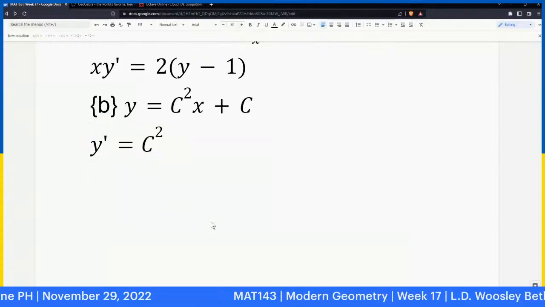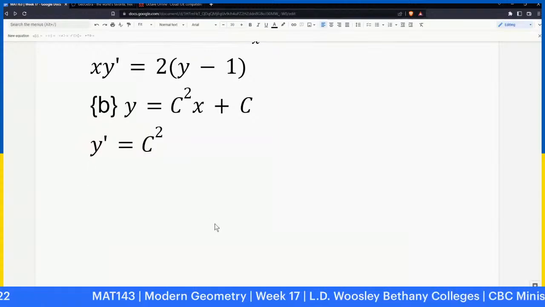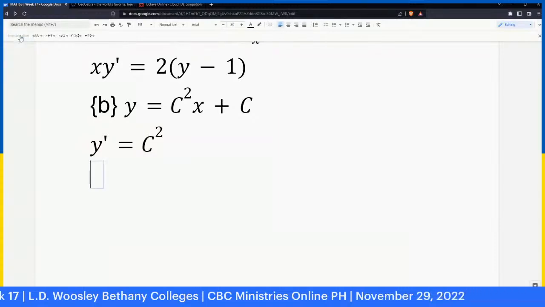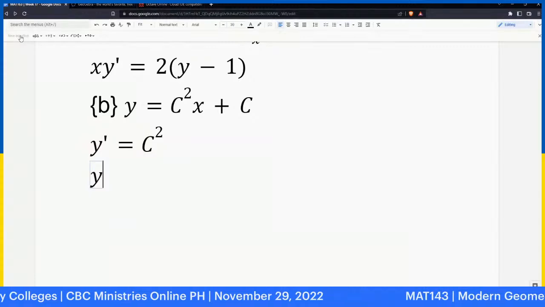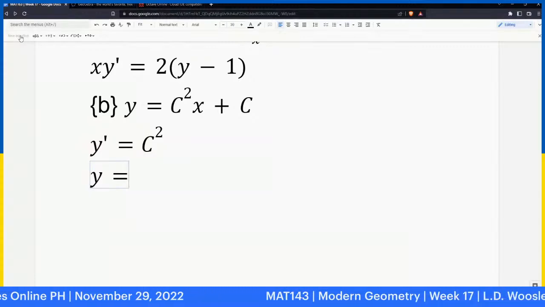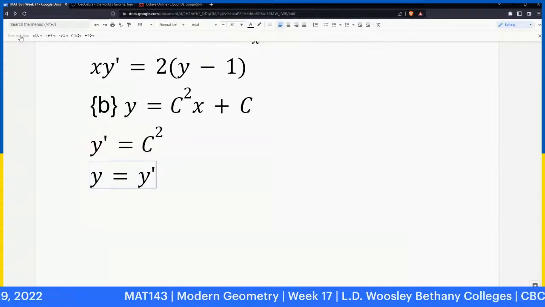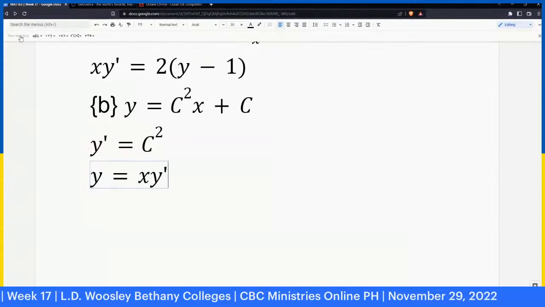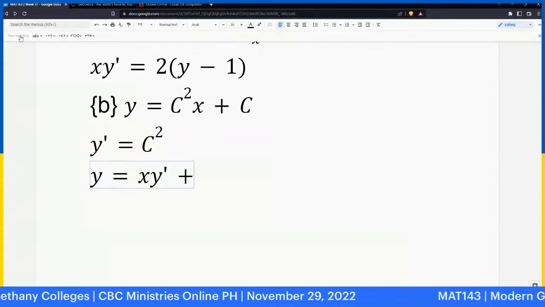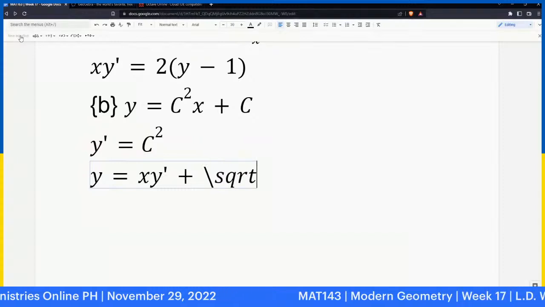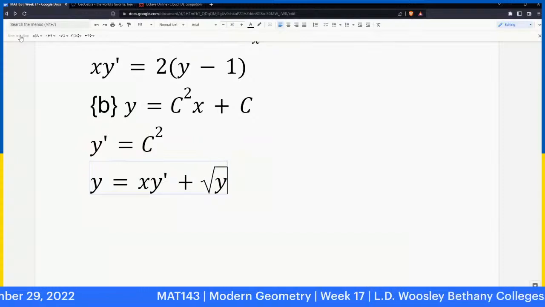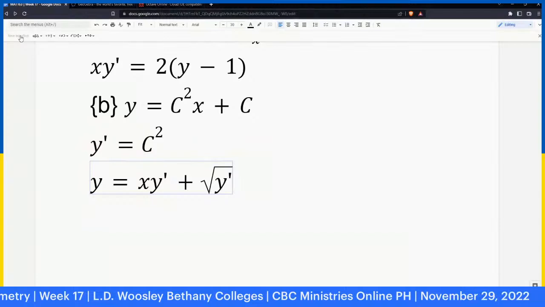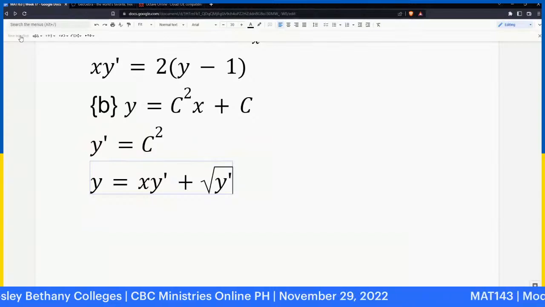Ang purpose natin, ma-eliminate yung C. Either you use the differential equation or you use the original equation. Does not matter. So, from here, y is equal to xy prime plus c, plus square root of y prime. Because y prime is equal to c squared, therefore it follows that c is equal to square root of y prime.